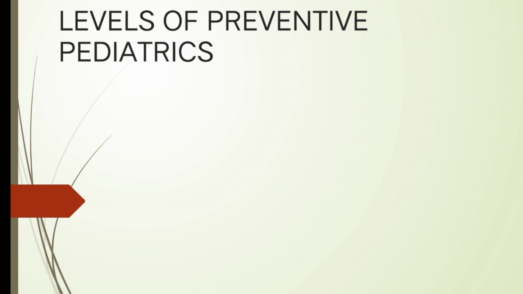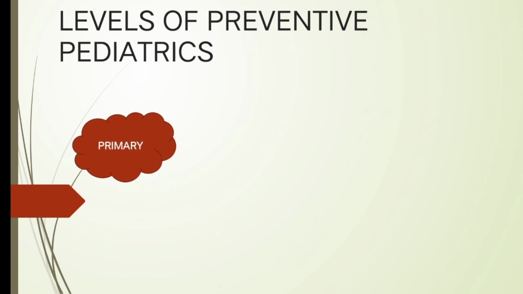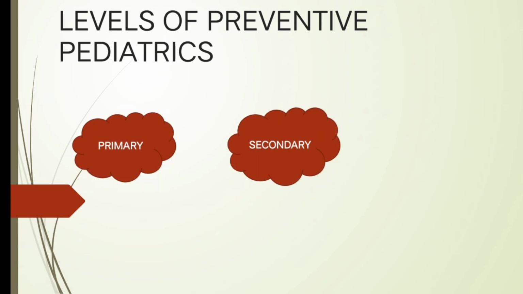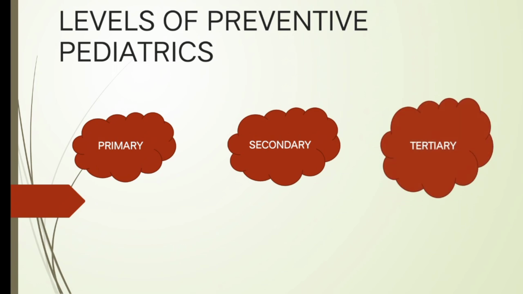So before the occurrence of disease, we as nurses have to take some measures to prevent the diseases. So we have the levels of preventive pediatrics. Levels of preventive pediatrics comprise 4 levels. That is primordial, where before the occurrence of the disease you give education to the mother, but mainly we are discussing only the 3 levels.